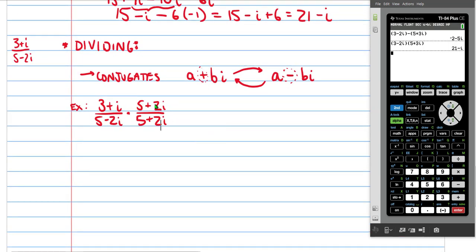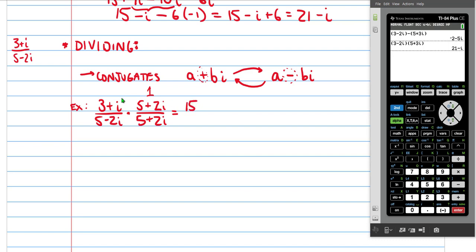Keep in mind that 5 plus 2i over 5 plus 2i simply equals 1, which means that I'm not changing the value of my original fraction. Multiplying by 1 doesn't do anything to the value of the original fraction. I'm just going to change the form of that original fraction. Now watch what happens. Up there in the numerator, I'm going to get 15.